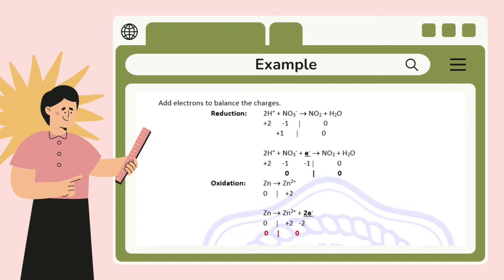Okay, so we're going to add 2 electrons on the right side. So we're going to have 0 on the left side, and on the right side we're going to have +2 -2. So +2 -2 is equal to 0. So in here we now have balanced charges for the oxidation side. On the right side is 0, and on the left side is 0 as well. So we now have balanced charges for this example.